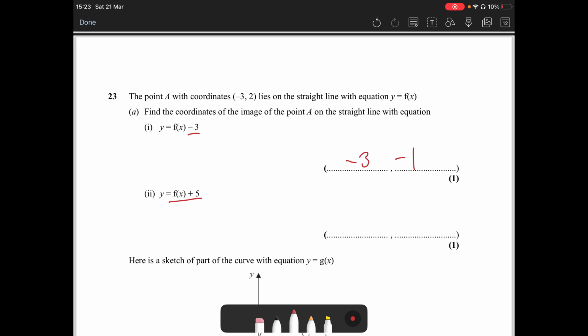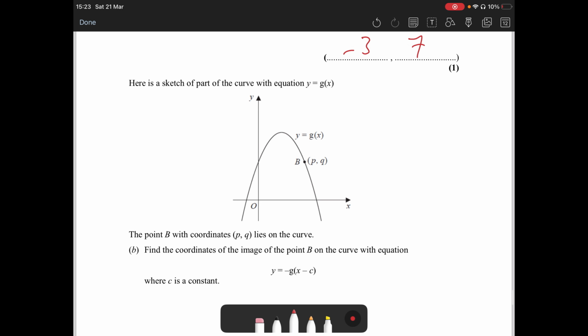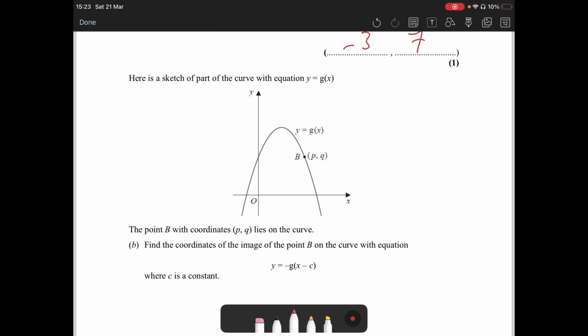Just like this one. I mean, look, if you're getting part 1 right, you're going to get part 2 right, because obviously this means the original graph goes up 5 units. It's the same thing, but just the opposite direction. So it'll be minus 3 plus 7. Lastly, here's a graph.